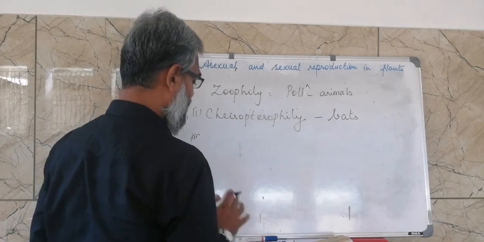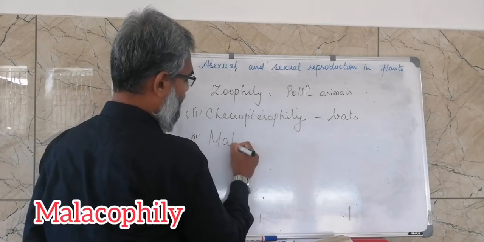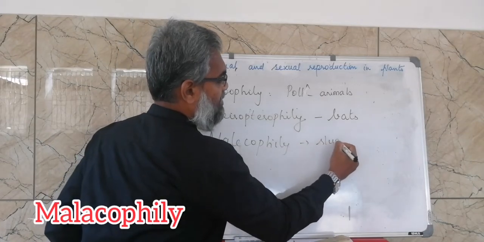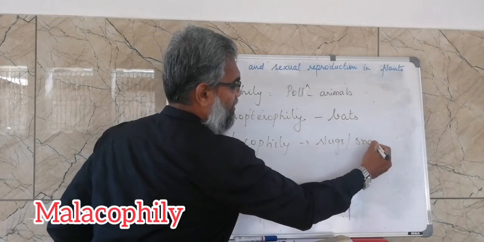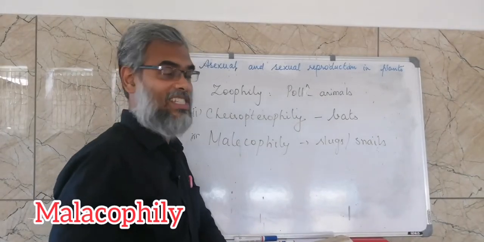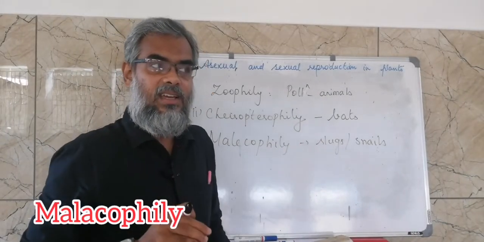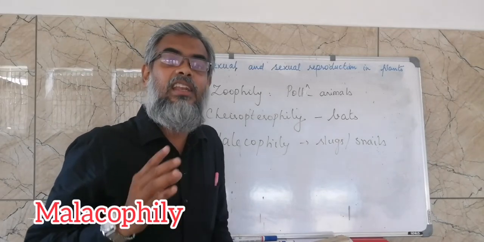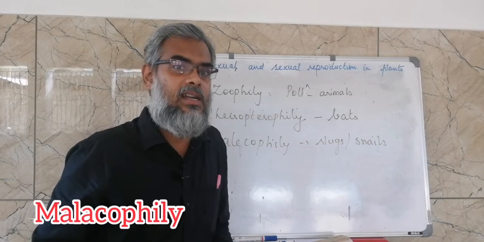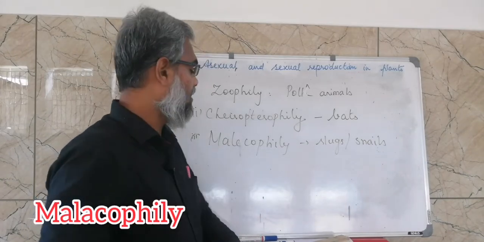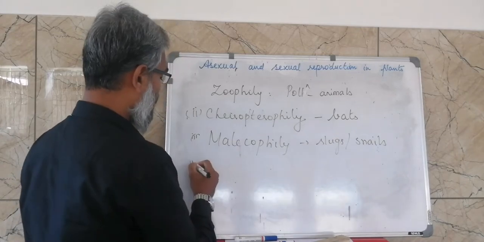Then the third one is Malacophily, pollination by slugs or snails. You would be wondering, even snails help in pollination, isn't it? Slugs are shell-less snails, we can say. Not snails, but shell-less mollusks. Mollusca, but no shells. They are called slugs. When they help in pollination, that is said to be Malacophily.